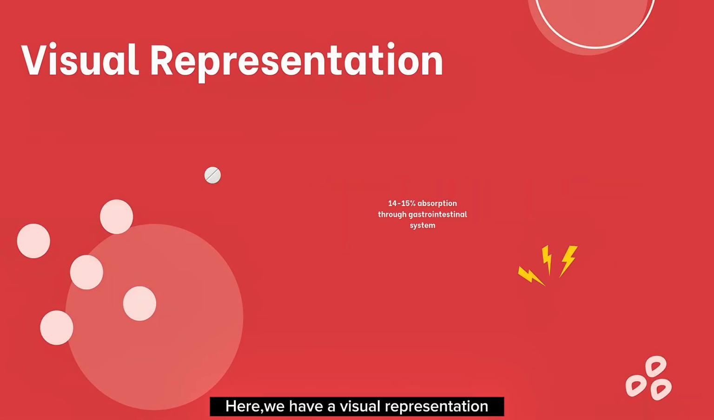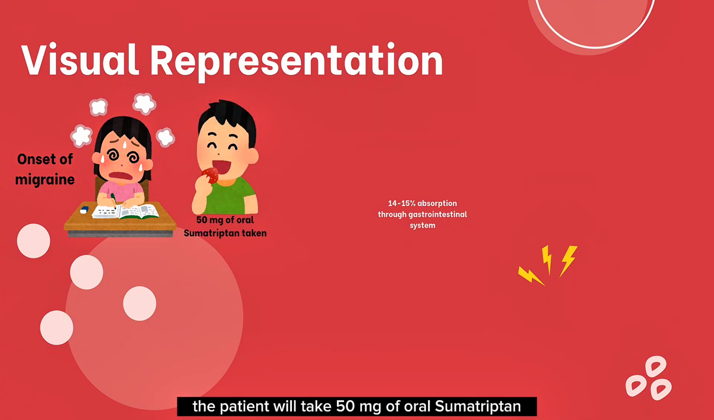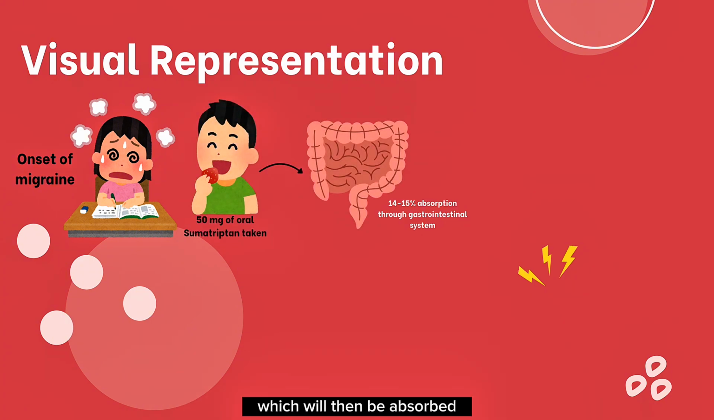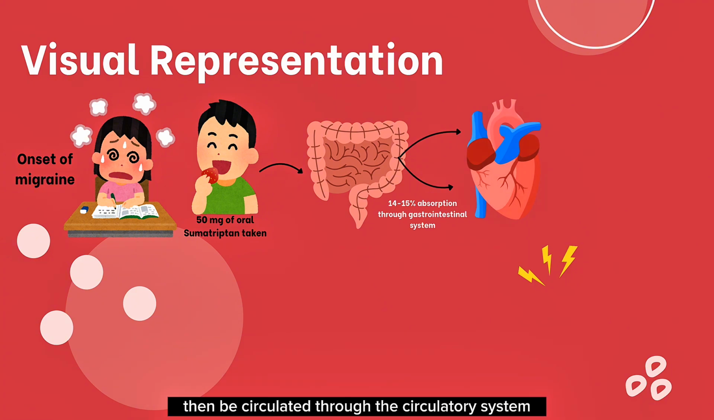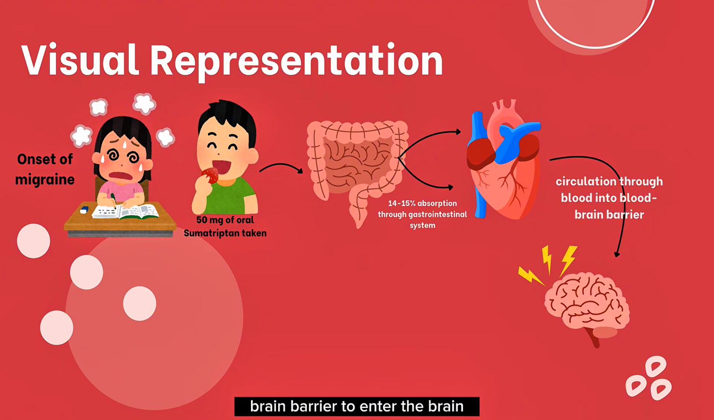Here, we have a visual representation of where the mechanism of action of sumatriptan takes place. From the onset of the migraine, the patient will take 50 mg of oral sumatriptan, which will then be absorbed through the gastrointestinal system incompletely, at about 14 to 15% absorption, where it will then be circulated through the circulatory system, where it will penetrate the blood-brain barrier to enter the brain.